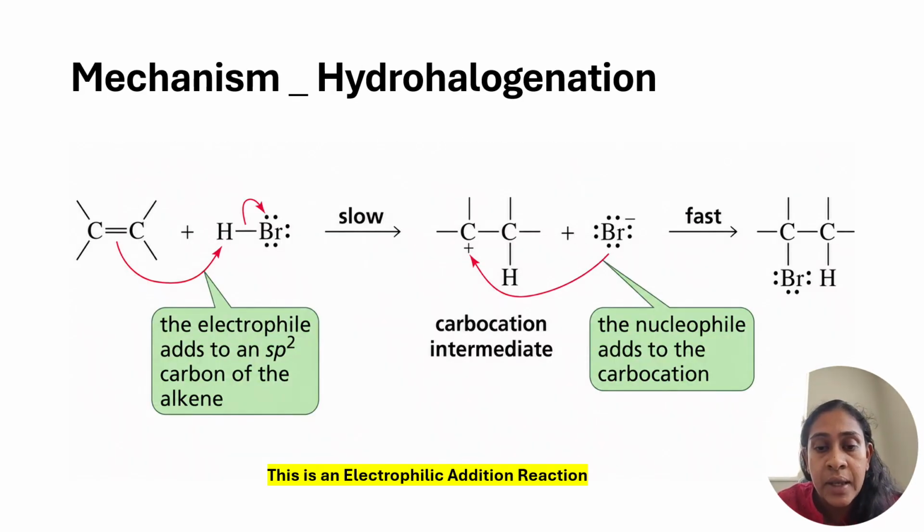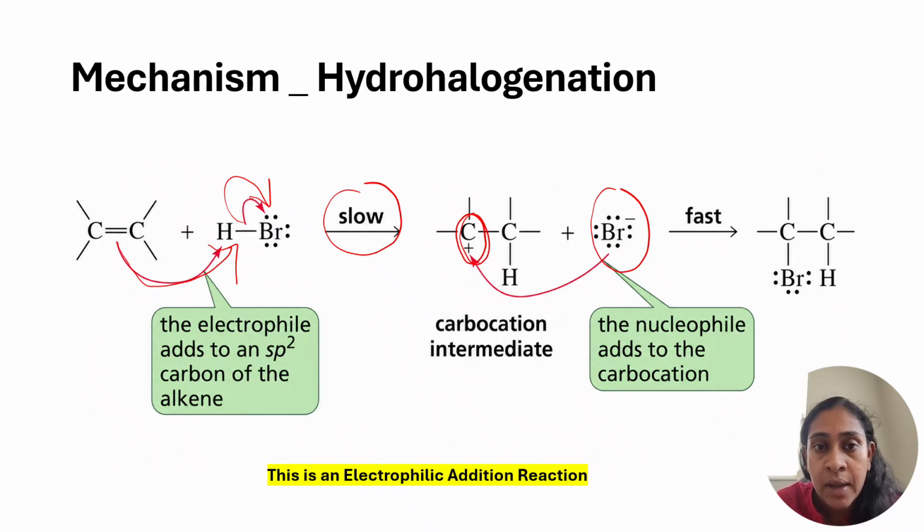Hydrohalogenation is an electrophilic addition reaction, and it generally occurs in two steps. In the first step, the electron-rich pi bond of an alkene reacts with the hydrogen in the HBr. The pi electrons form a new carbon-hydrogen bond, while the hydrogen-bromine bond breaks and the bonding electrons move onto bromine. This produces a carbocation intermediate and bromide ion. Notice that this first step is labeled as the slower step.